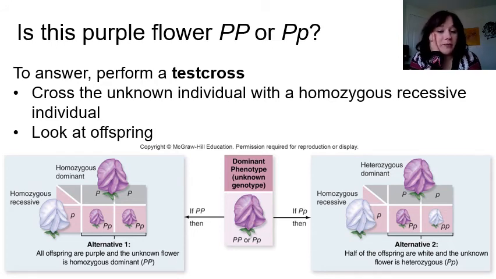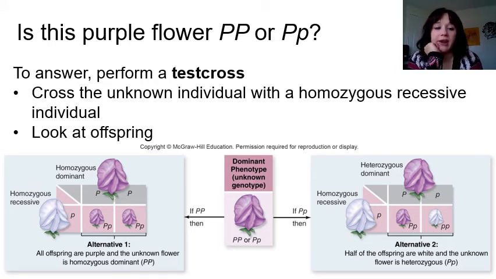Now, we have two possible outcomes, right? If the plant is homozygous dominant, when it is crossed with a homozygous recessive, all the offspring will be purple and they will all be heterozygotes. But if the parent, this unknown individual purple, is heterozygous, when you cross it with a homozygous recessive flower, you are going to get half of them be purple and half of them be white. See how we've revealed that hidden trait?